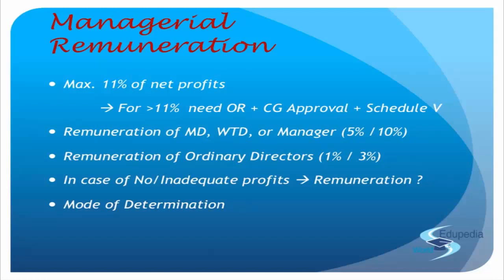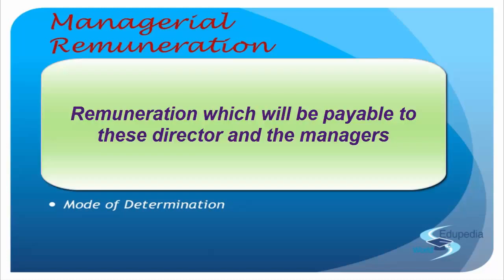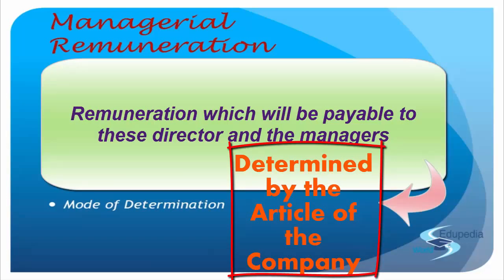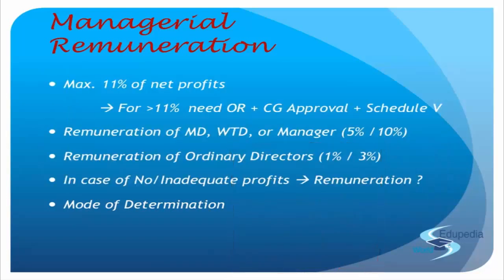How do you determine it? We have seen that this may be the maximum limit, this may be the limit, this may be the modes. That is what the law says. This is the limit. But what you actually give, where do you define it? Every year you won't just come up and say, okay, this year let me give this, this year let me give that. No, it has to be specified somewhere, right? So the remuneration payable to these directors and this manager will be determined by the articles of the company, right? And if you fail to specify something in the articles, you get to the second option.